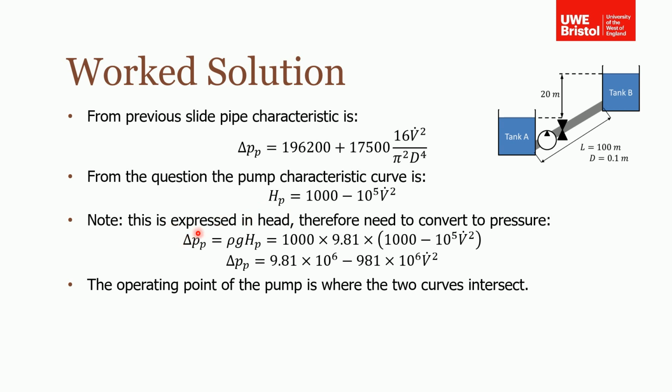So we said that the pressure rise due to the pump is equal to rho g times the head of the pump. So I'm going to times this equation by rho g, and if you do that and put it into your calculator, this is what you should end up with. So now I've got the pump characteristic curve in terms of pascals as well. And as I say, the operating point is where these two curves intersect.